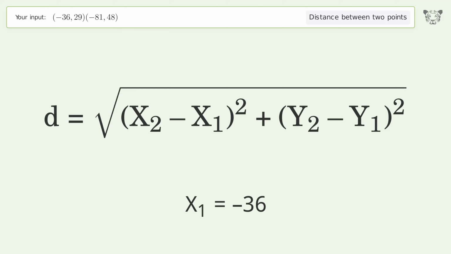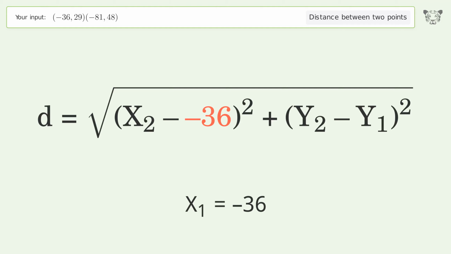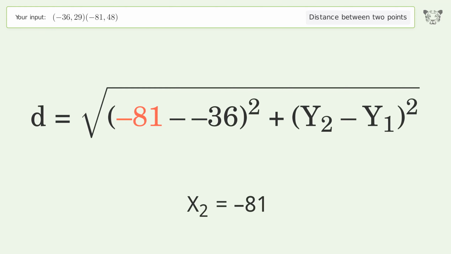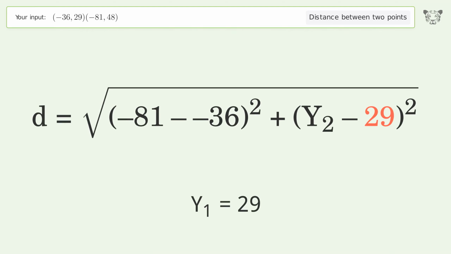x1 equals -36. x2 equals -81. y1 equals 29. y2 equals 48.